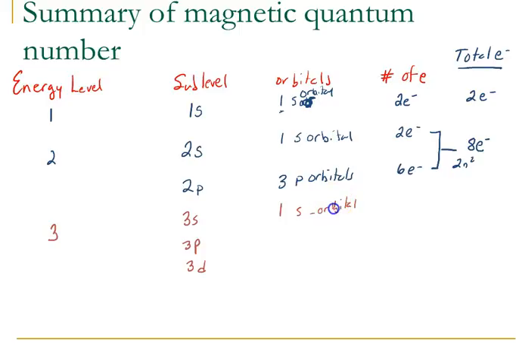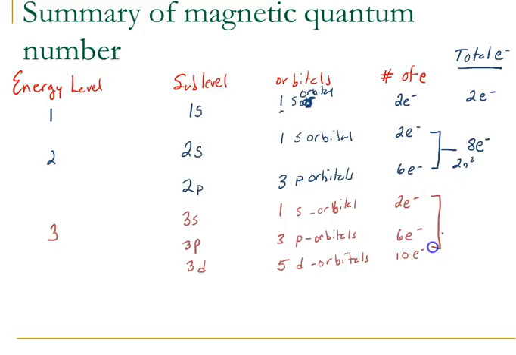Notice that every time we have an s, we only have one of them. And that one s orbital holds a total of 2 electrons. We have 3 p orbitals, which hold a total of 6 electrons. And for d, we have a total of 5 d orbitals, which would be 10 electrons.